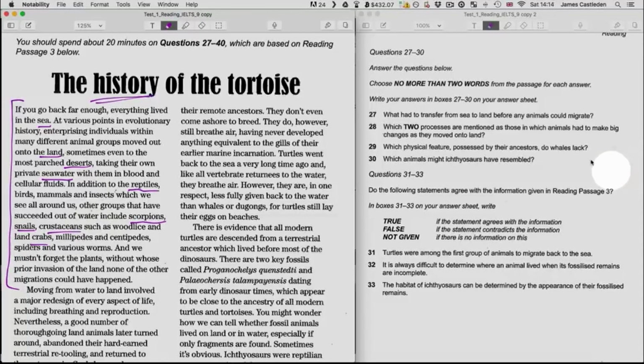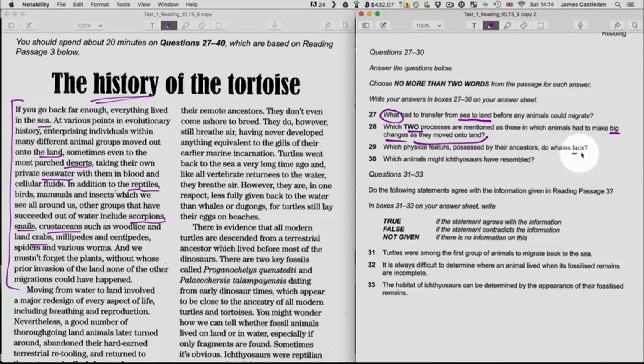Let's have a look at some of these. These might be able to help us. What had to transfer from sea to land before animals could migrate? Okay, so maybe plants. Which two processes are mentioned in those? Had to make big changes as they moved onto land. What physical feature possessed by them do whales lack, and which animals might Ichthyosaurus have resembled? True, false, not given.